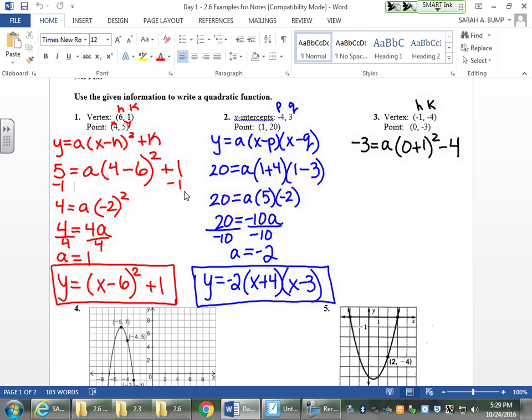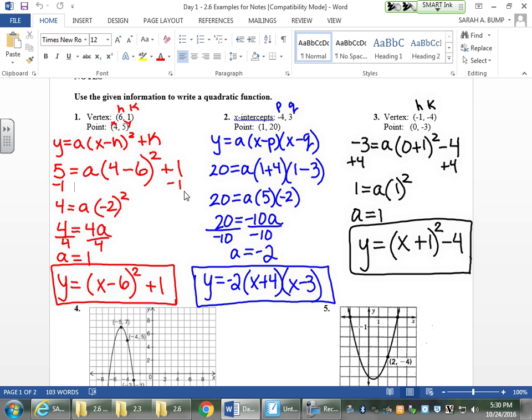I'm going to add the 4 over to the other side and get 1 equals A. Also combine in my parentheses to get 1 squared. When you square 1, you get 1, and a coefficient of 1 you don't have to divide by. So you're just going to get A equals 1. Therefore, my equation is Y equals an A value of 1, X minus H. So again, X minus -1 becomes plus 1 squared, plus my K.